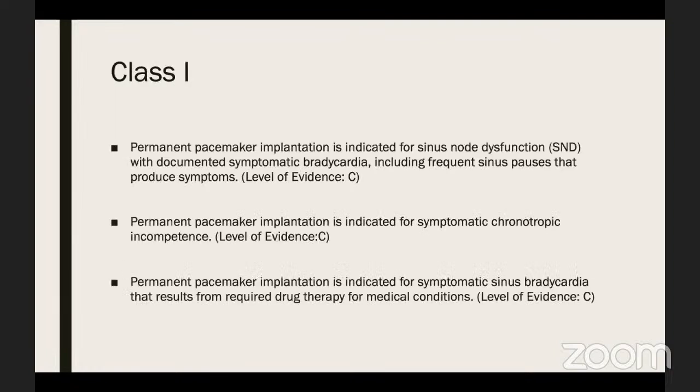In the American Heart Association guidelines, the class 1 indication is to implant a pacemaker in a patient with sinus node dysfunction with documented symptomatic bradycardia, including frequent sinus pauses that produce symptoms. Also in a patient with symptomatic chronotropic incompetence, and a permanent pacemaker is indicated for symptomatic sinus bradycardia that results from required drug therapy for a medical condition.